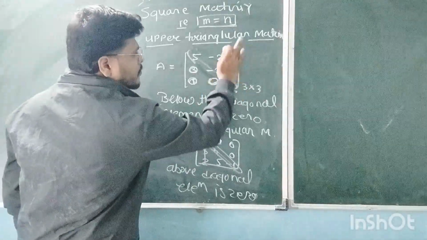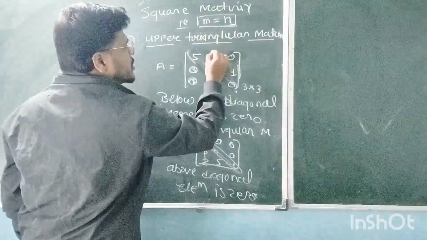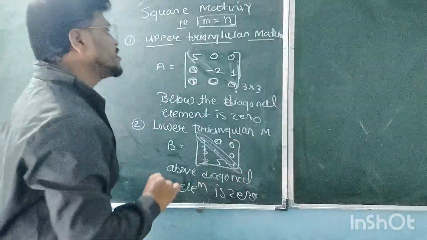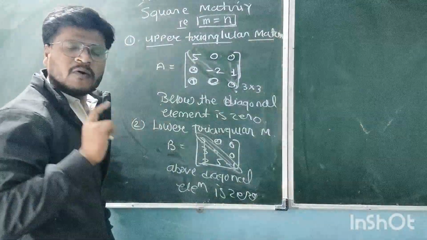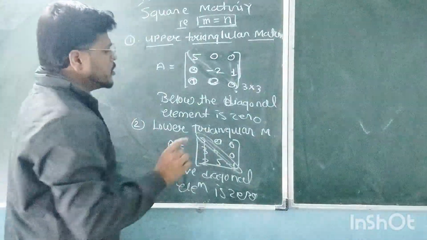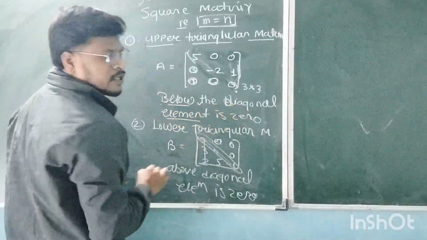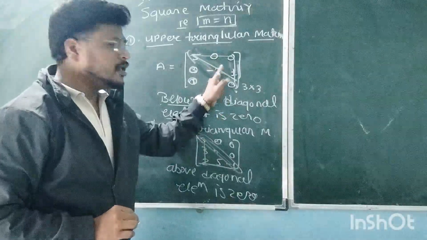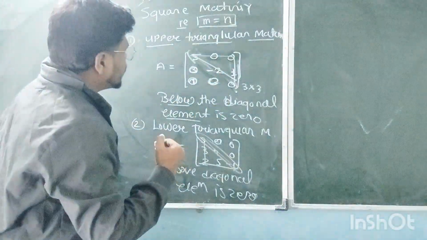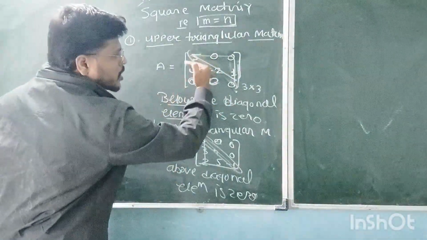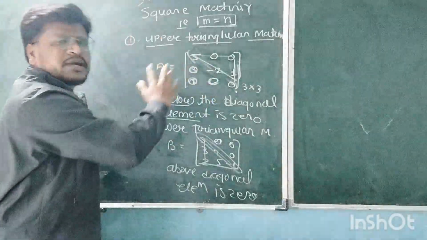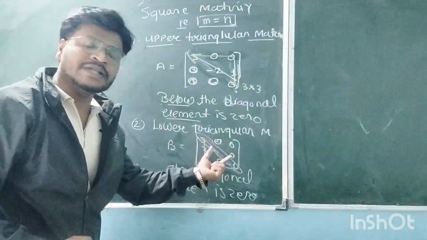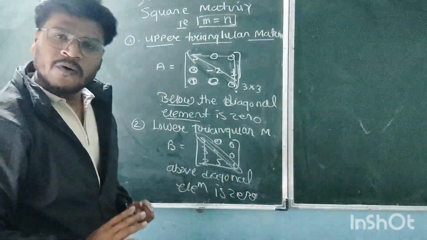If I am putting 0 here and 0 here, then is it also an upper triangular matrix? Yes, of course, it is also an upper triangular matrix. I am only talking about the elements below the diagonal. If I draw the triangle, the upper triangle, then see the elements below the diagonal. If they are 0, then it is called an upper triangular matrix. And if the elements above the diagonal are 0, then it is called a lower triangular matrix. Okay, got it.